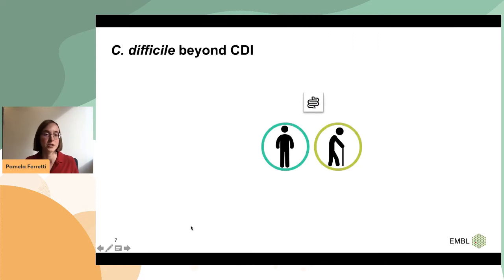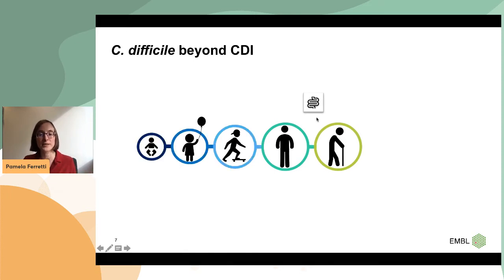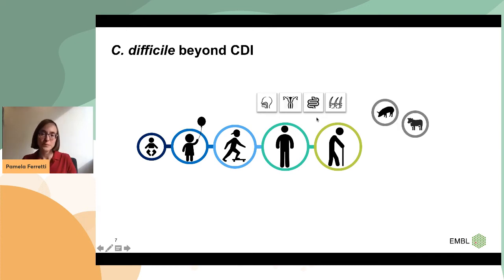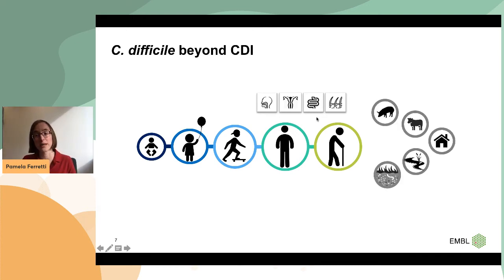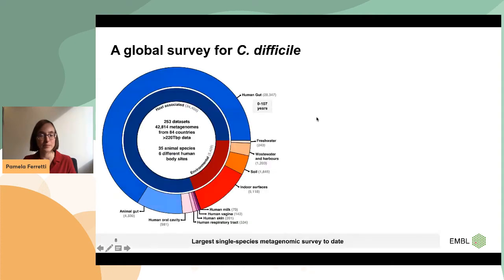But so far, I talked about C. difficile in the context of C. difficile infection, which is a very specific and limited context because it usually refers to adults and elderly that are diseased, and in particular to their gut microbiome. But I wanted to have a broader approach, and I wanted to look at C. difficile in other age groups, in other body sites, in other hosts, as well as in other environments.